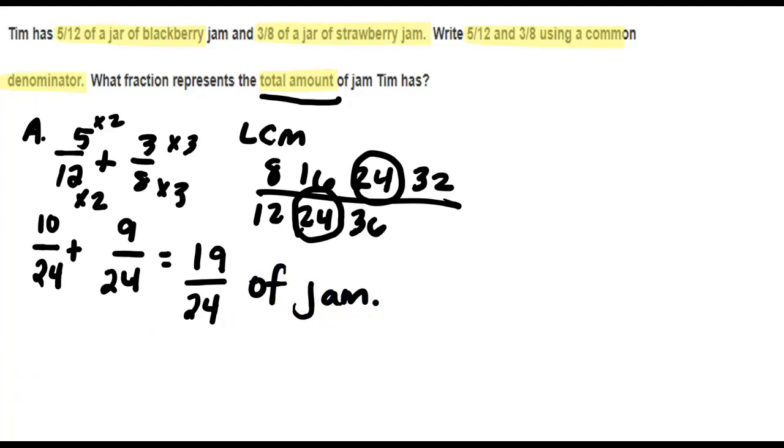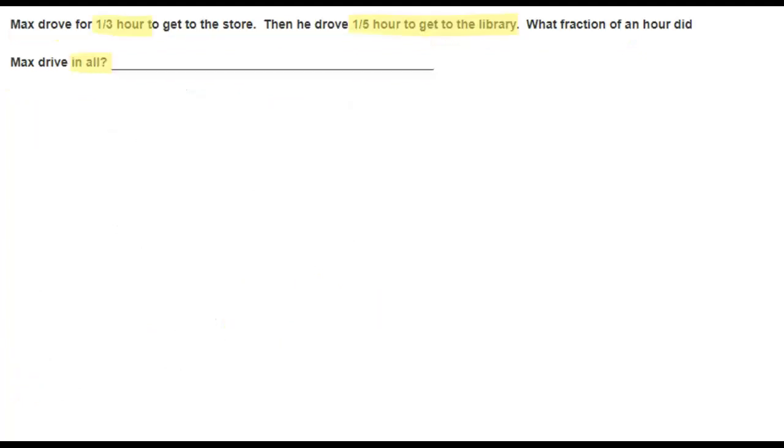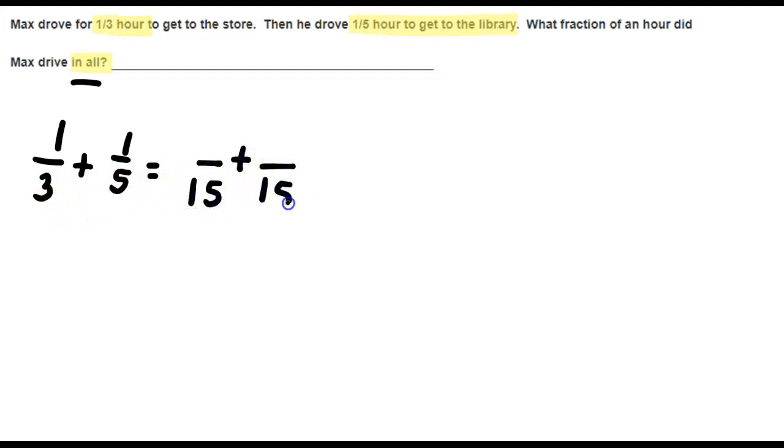Okay, number 3. Max drove for 1/3 hour to get to the store. Then he drove 1/5 hour to get to the library. What fraction of an hour did Max drive in all? In all tells us we're going to add. So I'm going to have 1/3 plus 1/5. And I can't add these two yet because they don't have like denominators, but I know that 5 times 3 is 15. So I'm going to make that my common denominator.